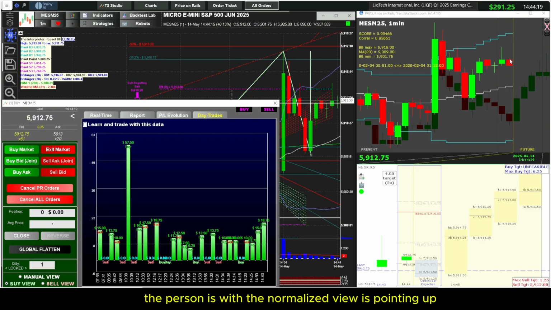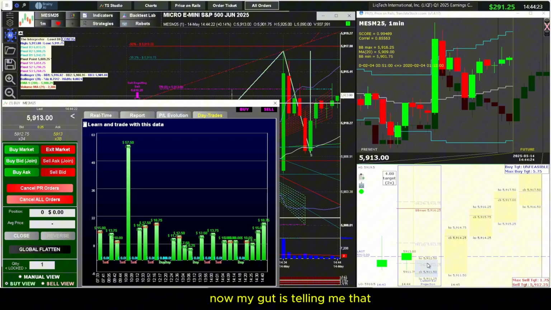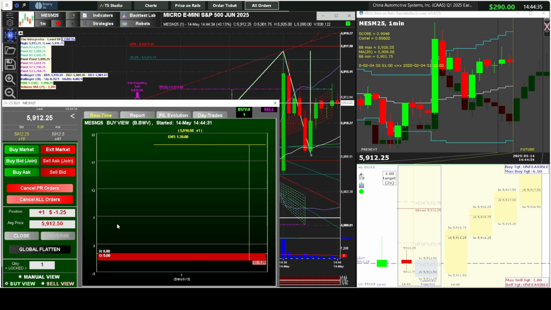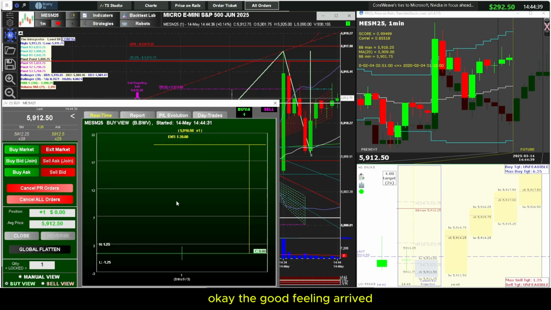Let's see if we have something. The price rails with the normalized view is pointing up. Now my gut is telling me that a buy here should be good. Okay, let me buy big. Okay, the gut feeling arrived.